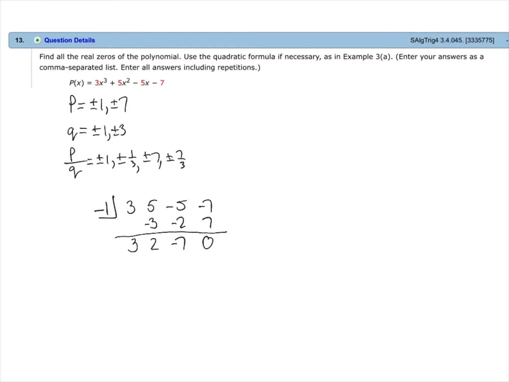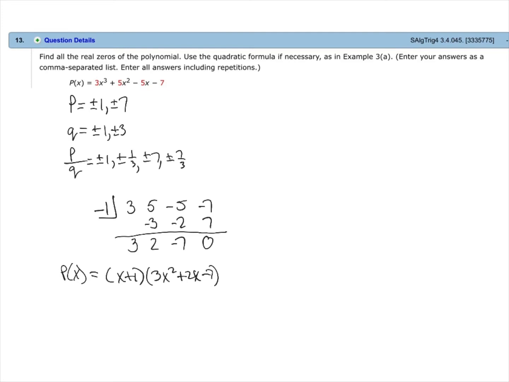This 0 at the end of this bottom row tells us that negative 1 is a root. It also tells us that x plus 1 is a factor of this polynomial. The other factor would be found in the coefficients on the bottom row. So the other factor would be 3x squared plus 2x minus 7. So we have begun to factor the polynomial p of x.